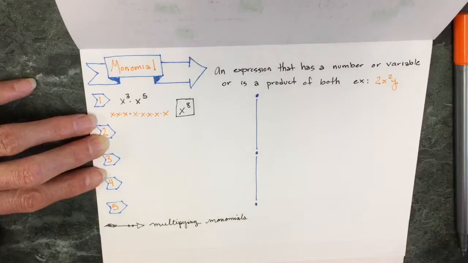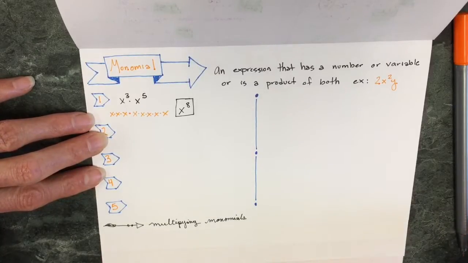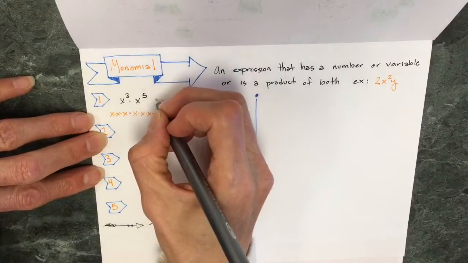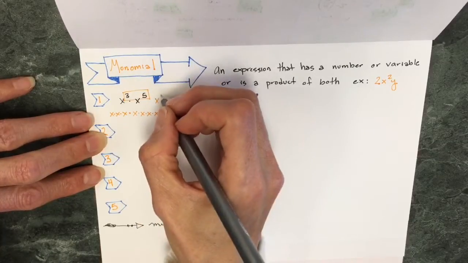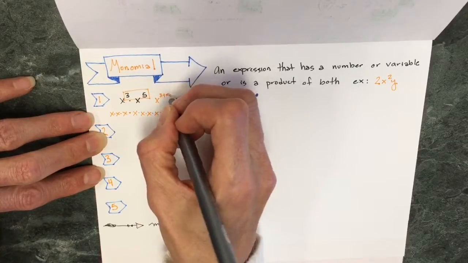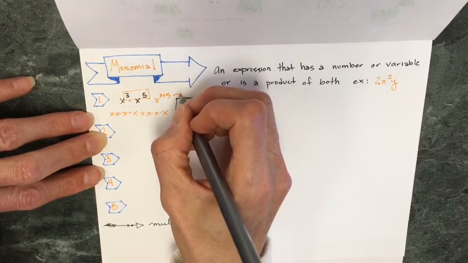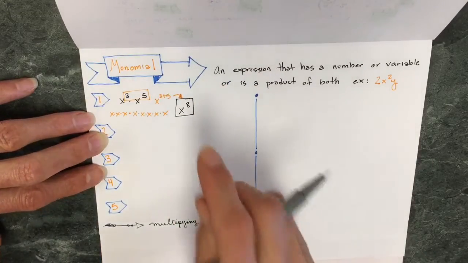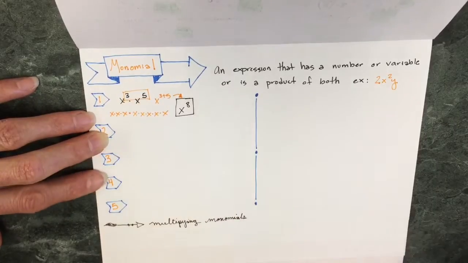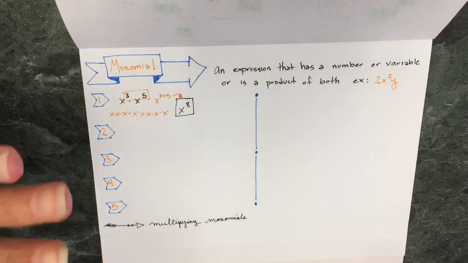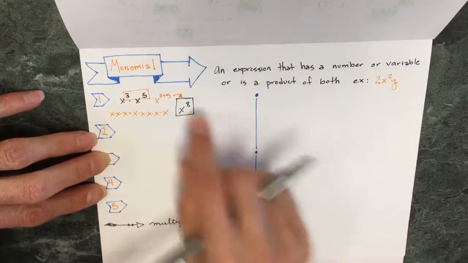Or what we talked about the other day is you can just add your 2 exponents together. So 3 plus 5 gives you x to the 8th. And this is a bit faster if you just add your exponents. But if you're not quite sure and you want to check your answer, when in doubt, write it all out.